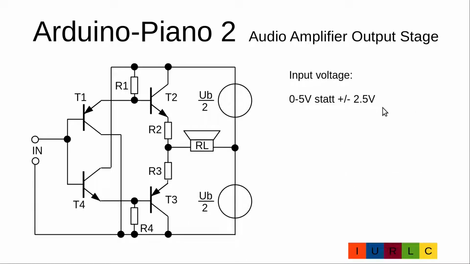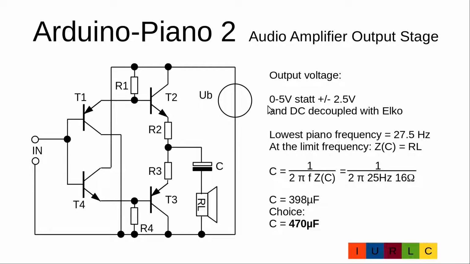For the theoretical view and calculation, it was easier to use the plus minus 2.5 volt. For practical usage, it's better to have the input voltage from 0 to 5 volt, and we have then the reference to the negative supply line from the Arduino, and the Arduino will send us 2.5 volt for the silent condition. Also on the output, it's easier to have a single 5 volt supply instead of the dual plus minus 2.5 volt supply.